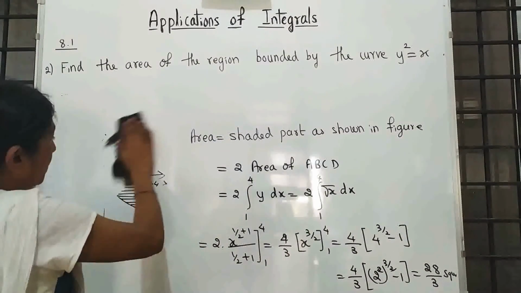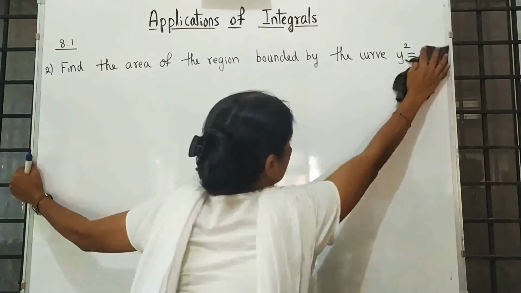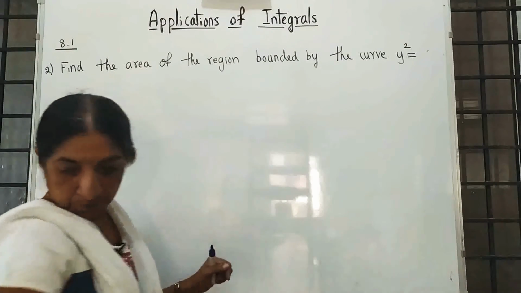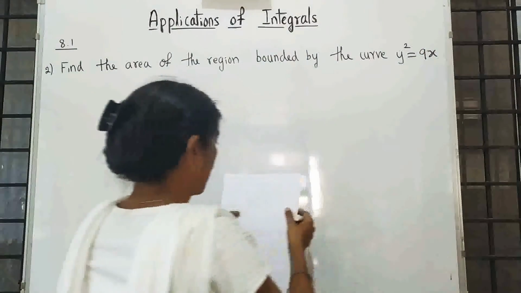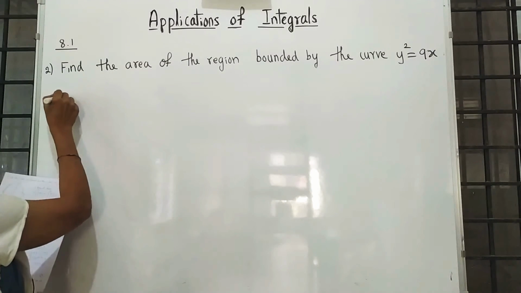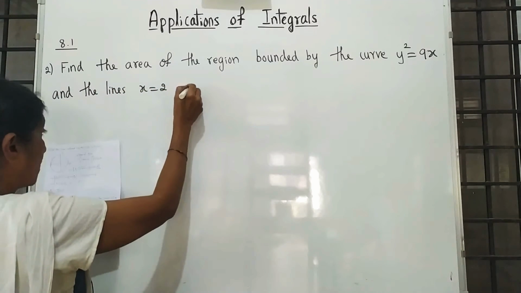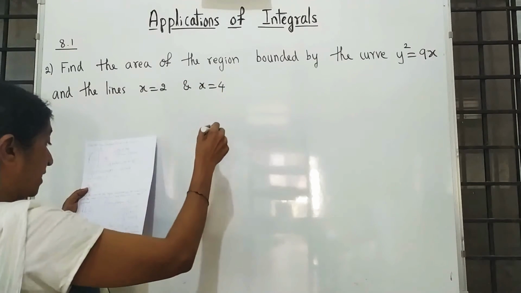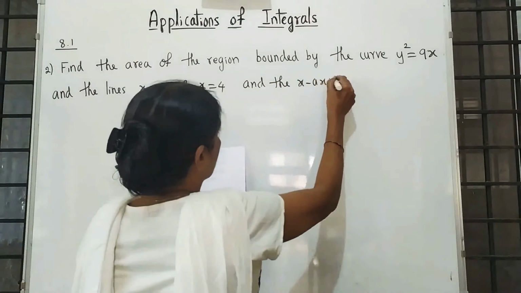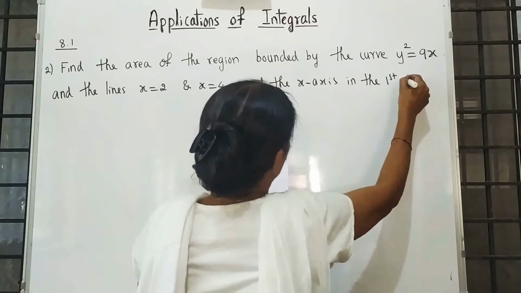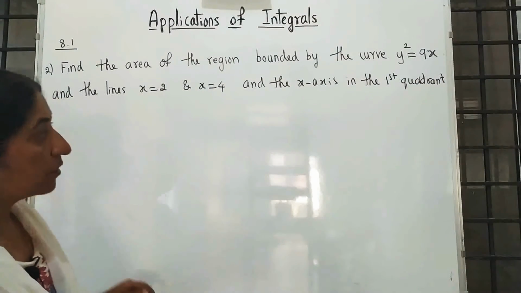Find the area of the region bounded by the curve y square is equal to 9x and the lines x is equal to 2 and x is equal to 4 and the x-axis in the first quadrant. In the first quadrant, so it is very simple.